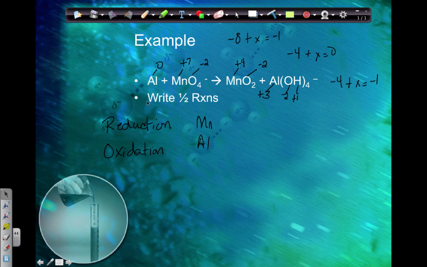So when we look at manganese, it's MnO4 on this side, permanganate, and then on the other side it becomes MnO2. For aluminum, it's just Al on this side, and then on the product side it becomes this complex right here, with the -1 charge. So don't forget the charges. All right, so those are our 2 half reactions. Now we're going to look at each one individually.